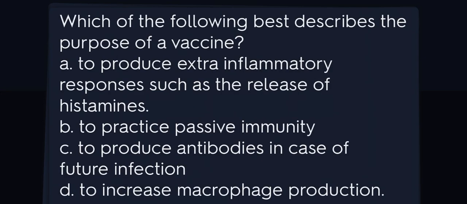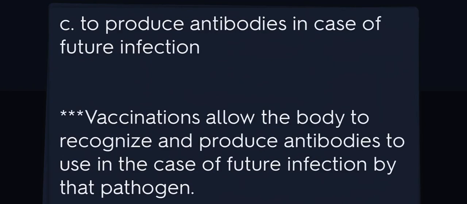Which of the following best describes the purpose of a vaccine? A. To produce extra inflammatory responses such as the release of histamines. B. To practice passive immunity. C. To produce antibodies in case of future infection. D. To increase macrophage production. C. To produce antibodies in case of future infection. Vaccinations allow the body to recognize and produce antibodies to use in the case of future infection by that pathogen.